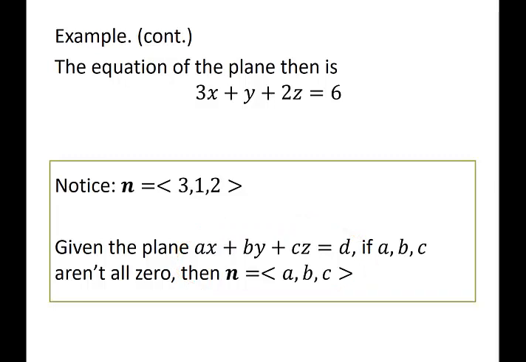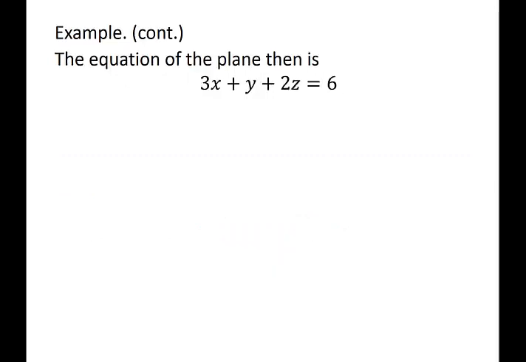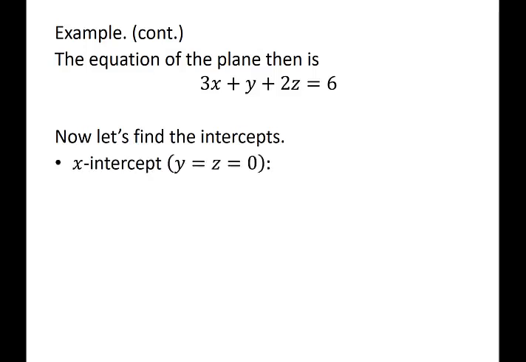Okay, now to the intercepts. So here's our equation of the plane, and we were asked to find the intercepts. Now the x-intercept will occur when y and z are both 0. So if we let y and z equal 0 in our equation of the plane, we're left with 3x = 6. So our x-intercept occurs when x is 2.